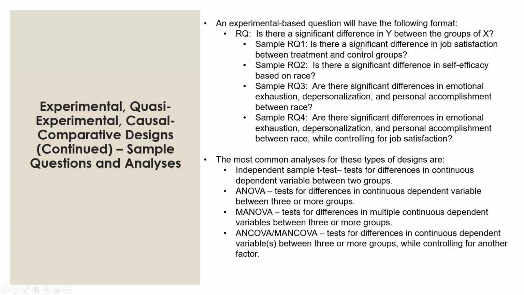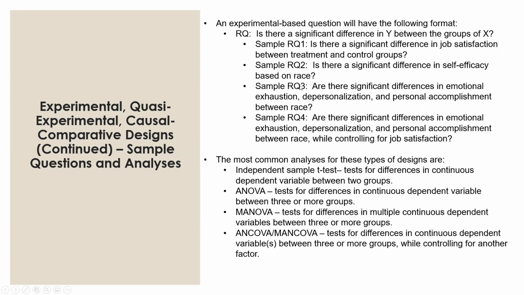So an example here: is there a significant difference in job satisfaction between treatment and control? We have two discrete groups there. Is there a significant difference in self-efficacy based on race? Race consists of multiple groups: white, black, Asian, Hispanic. And you can even look at multiple dependent variables at once. So emotional exhaustion, depersonalization, personal accomplishment by race. And you can even look at that same examination while controlling for an additional factor.